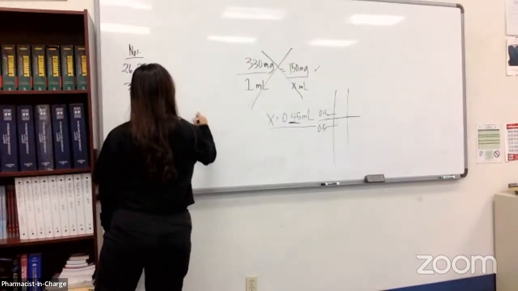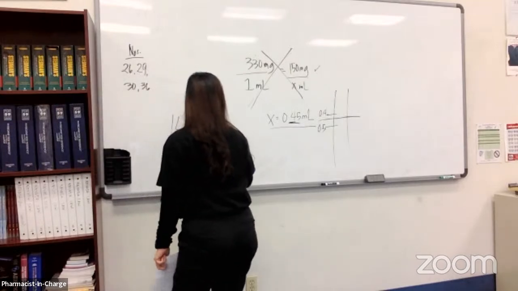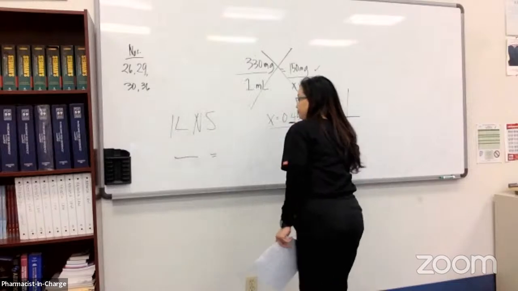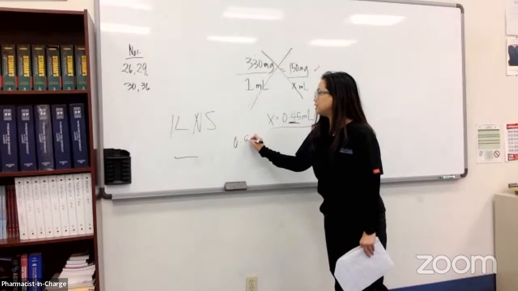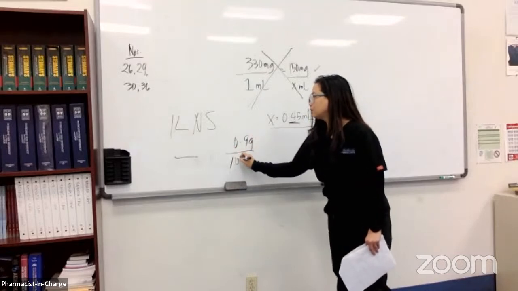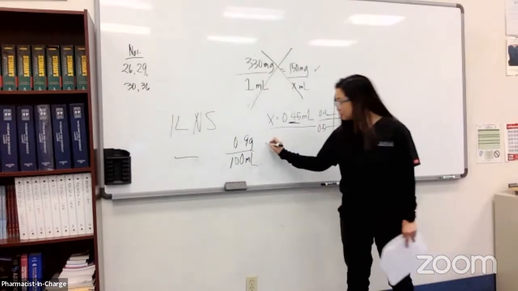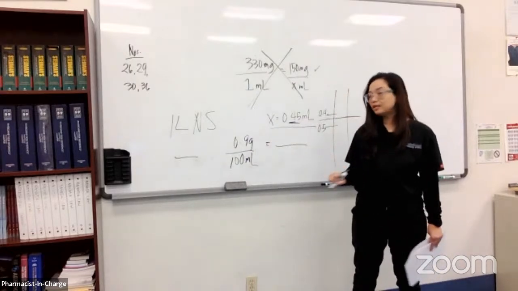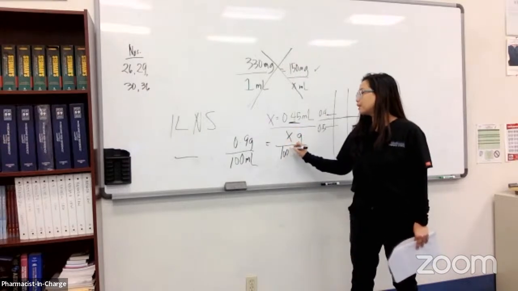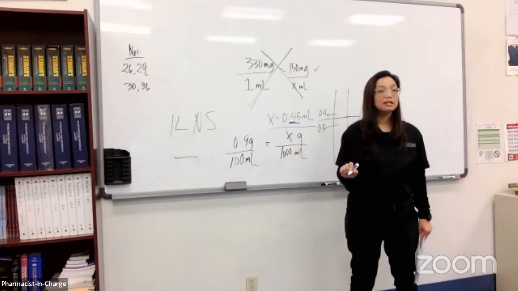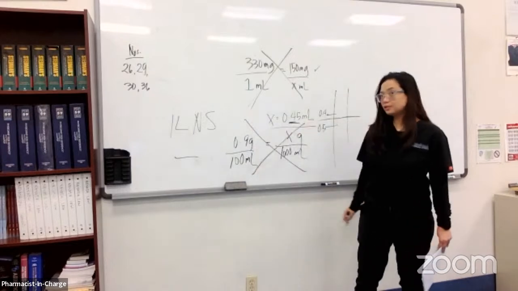1 liter of normal saline contains 0.9 grams over 100 ml. Isn't that 0.9%? Yes. Ratio and proportion, if you want to do it that way, this will be X grams over 1,000 ml, because 1 liter is 1,000 ml. Then you can proceed to cross multiplication.